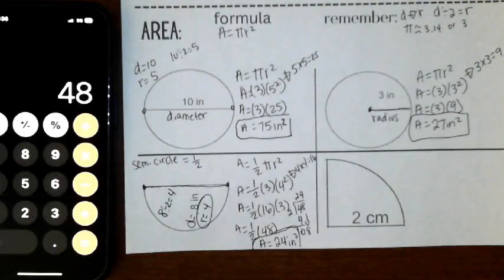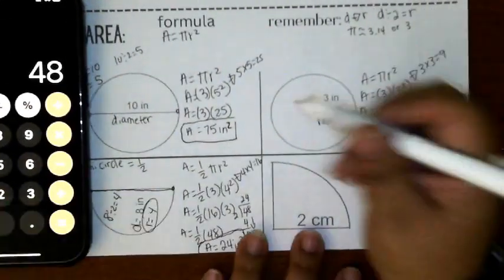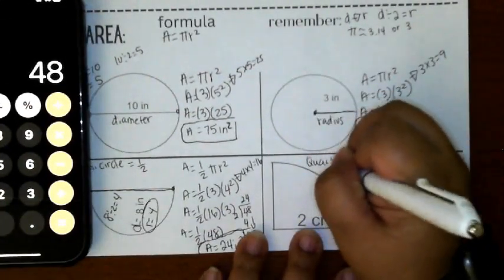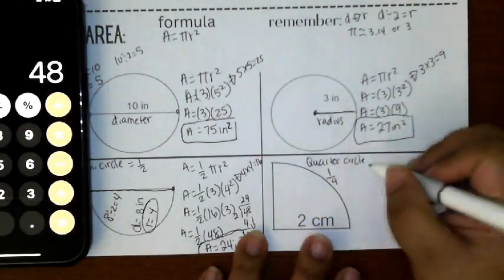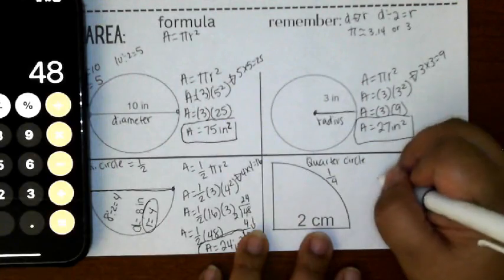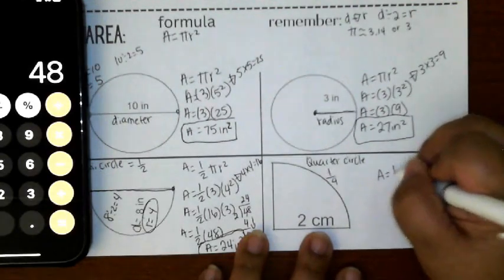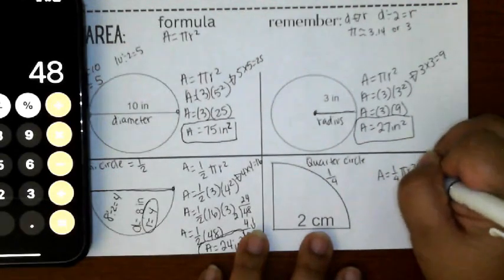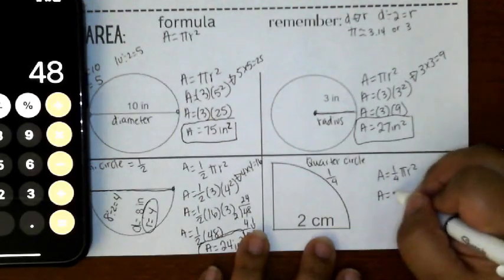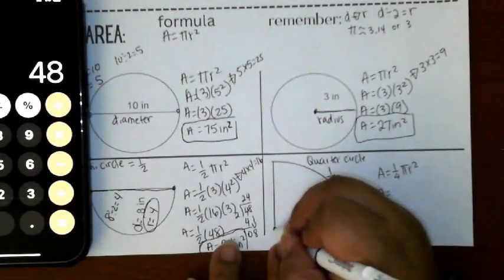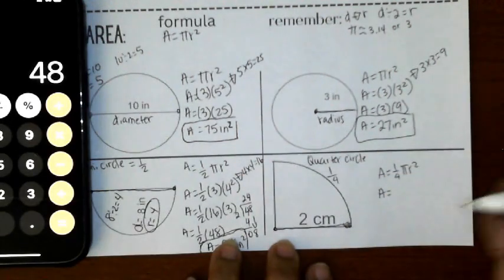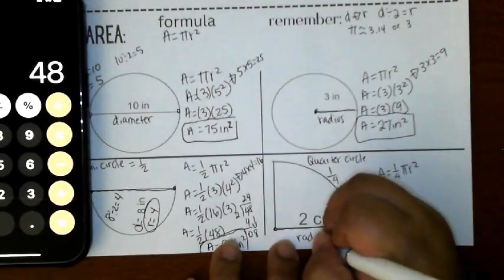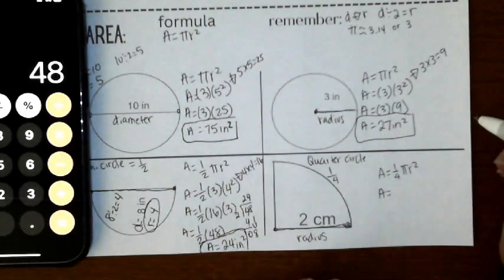Okay, now let's look at the last one. The last one is a quarter circle. Okay, a quarter circle uses 1/4 in front of the pi r squared. So let's do that. 1/4 pi r squared. Area is equal to, again, here is going from here to here. That's the radius. In a quarter circle, you'll always only be given the radius. So I don't have to divide anything because I already have it.